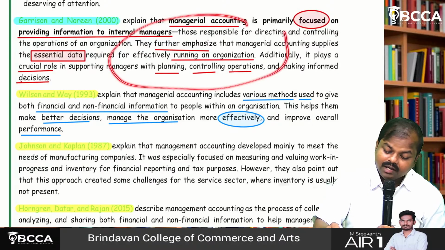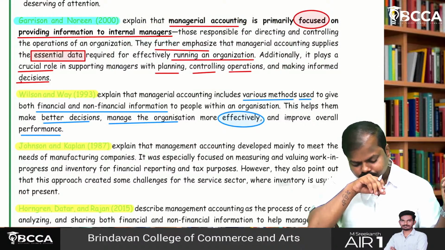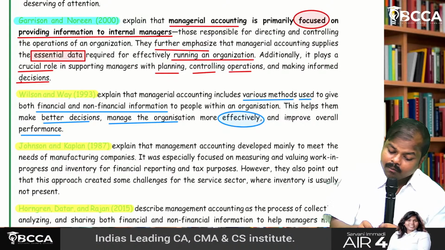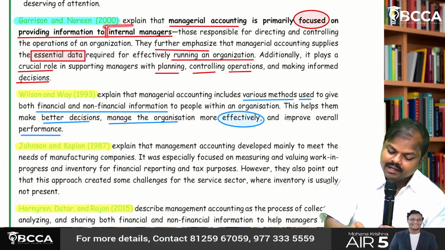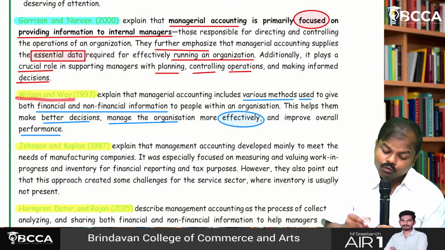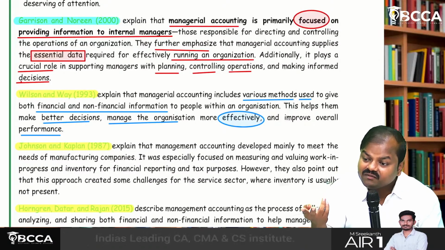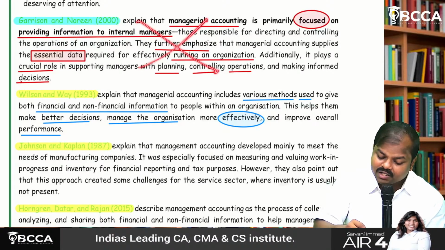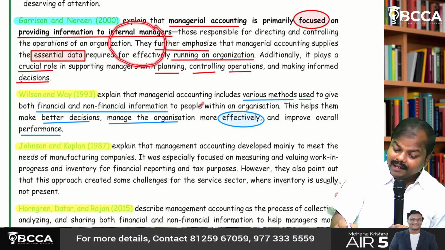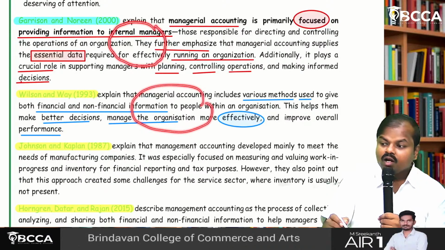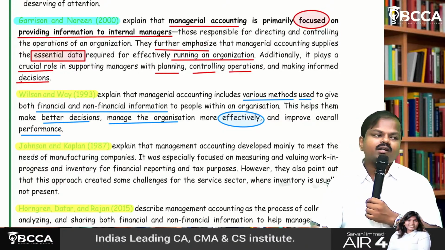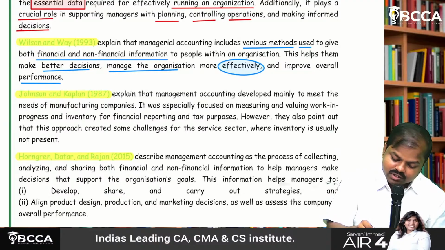According to Garrison and Noreen, management accounting is just providing information to the internal managers for the purpose of planning and controlling operations. According to Wilson and Way, we should provide information. Which information? Both financial and non-financial information. He told that clearly, for the purpose of planning. Next, Johnson and Kaplan.